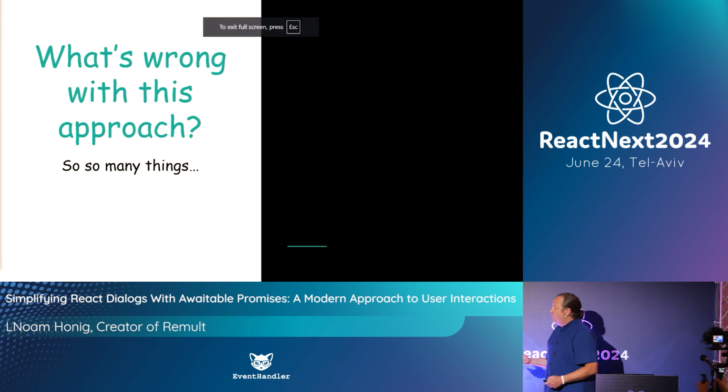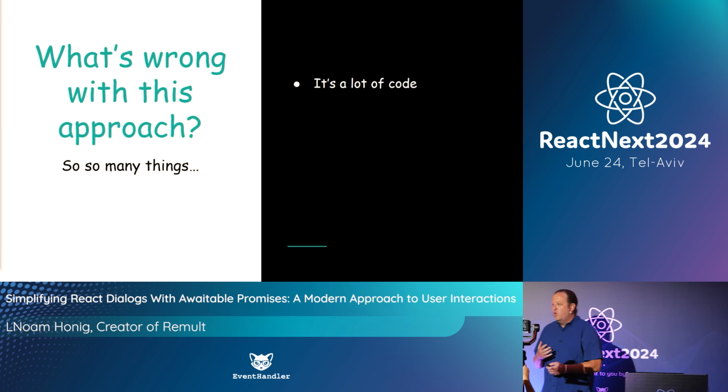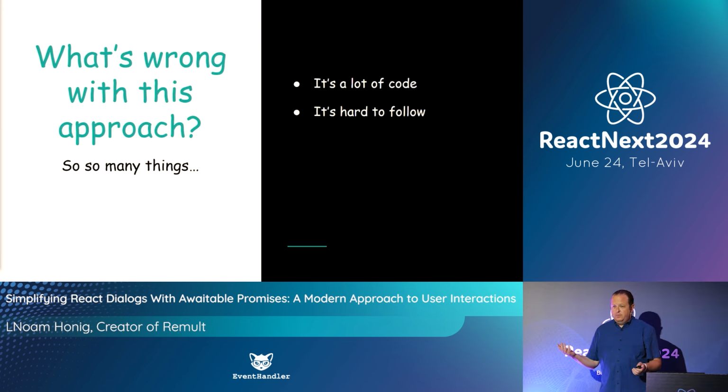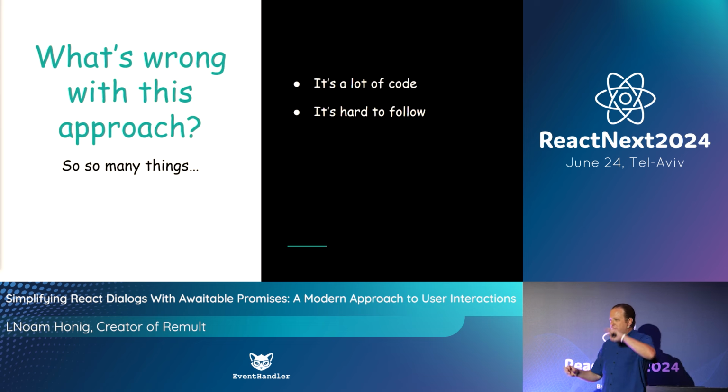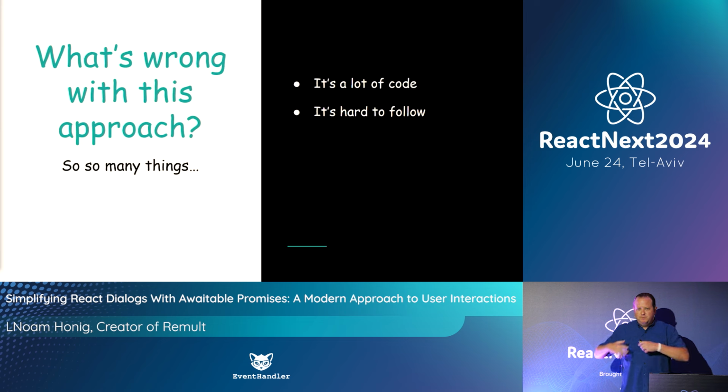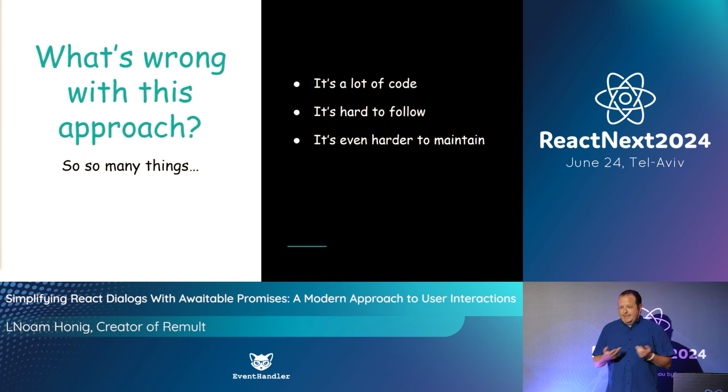So what's wrong with this approach? First of all, it's a lot of code, and I'm way too lazy to write that much code. It's hard to follow. When you want to check the flow, he clicks the button, a state has changed, what happens now? We have a simple question in front of us, but we have to run over the entire code to figure out what's going on. And as I said, I'm error prone, and as you've seen, I'm error prone, so it's not really fun to write, and it's even harder to maintain.